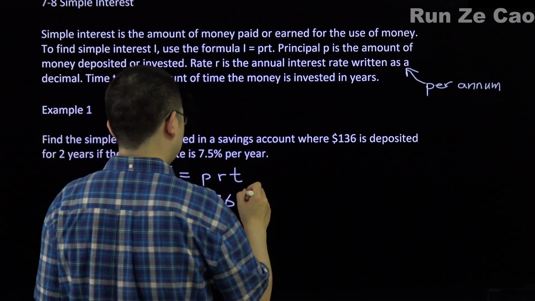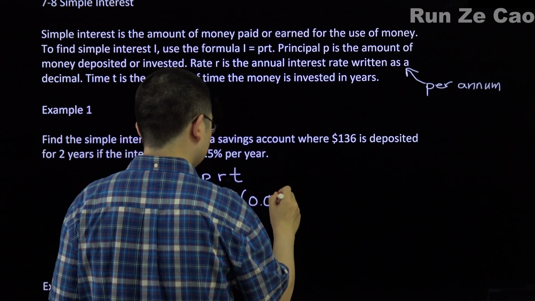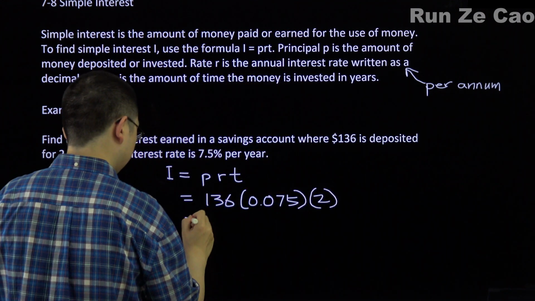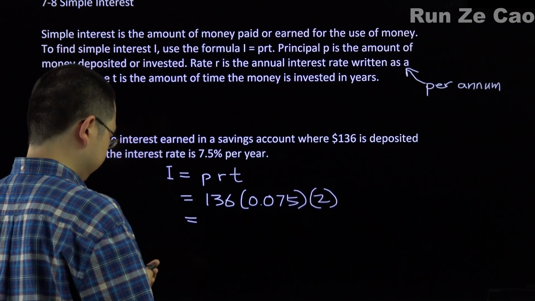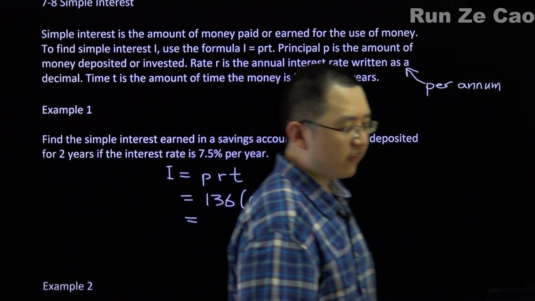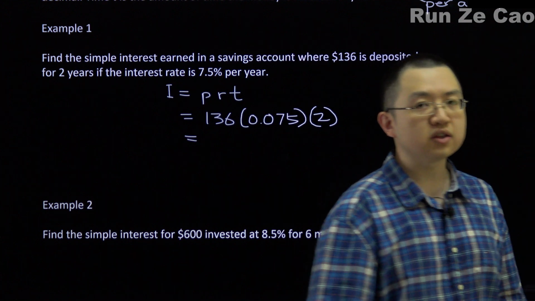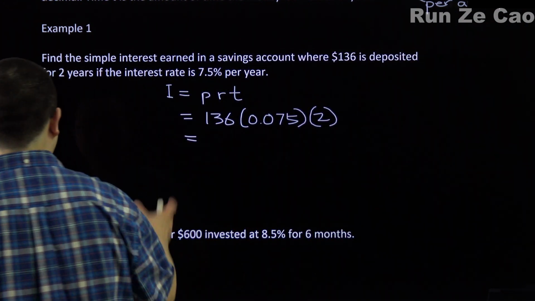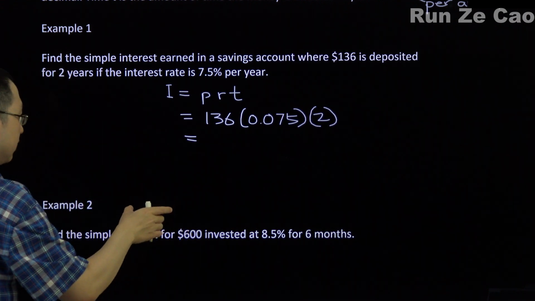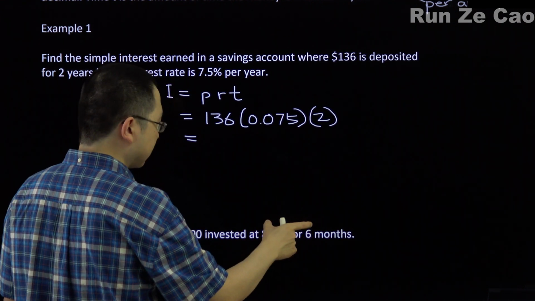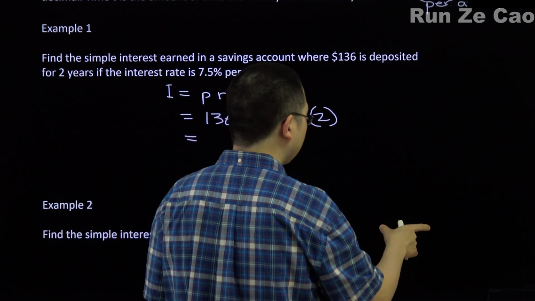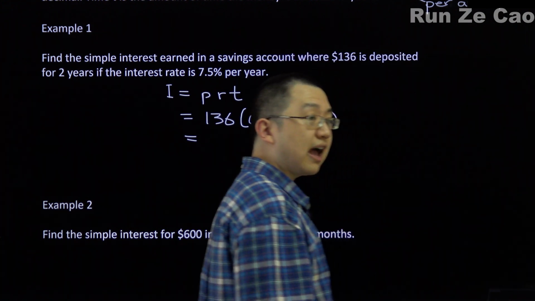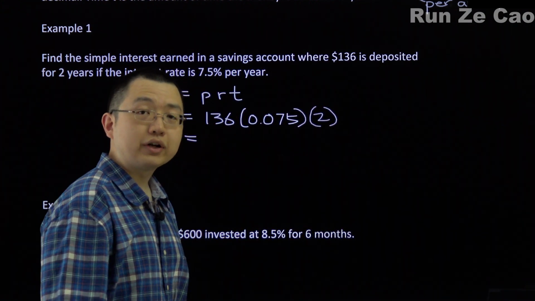136 times a rate of 0.075 times 2. So, simple interest is a flat rate, as in the interest is not added to the principal for the calculation for the next period. It's not like, oh, I have $100, 10% interest, oh, I now have $110. And then I get 10% on that, I now have $121. I get 10% on that, I have $133.1. That is compound interest and will be covered later.